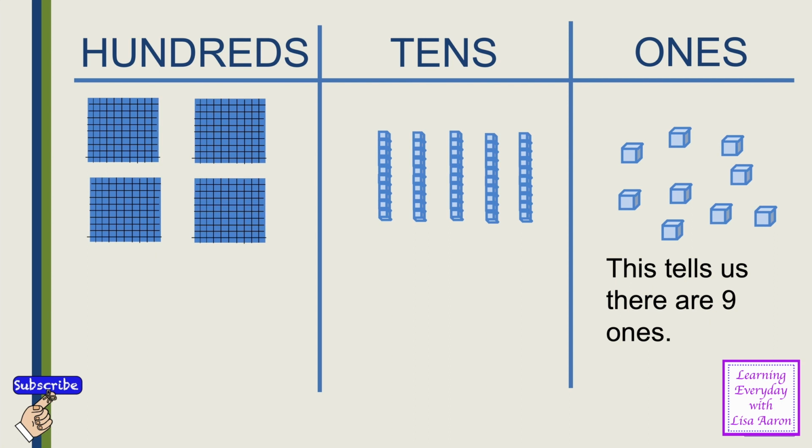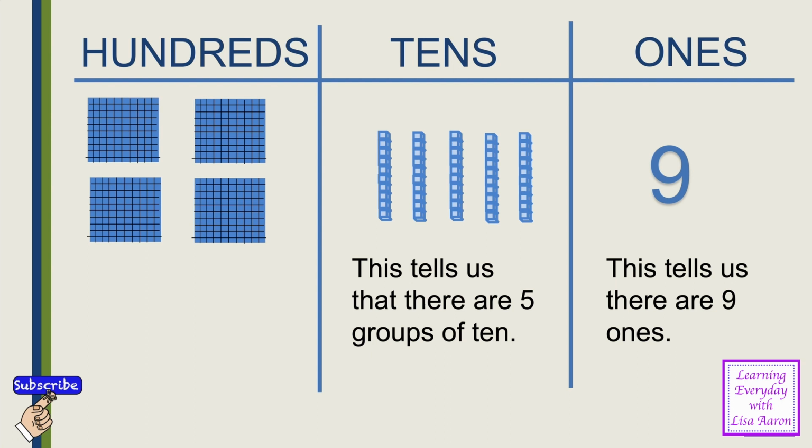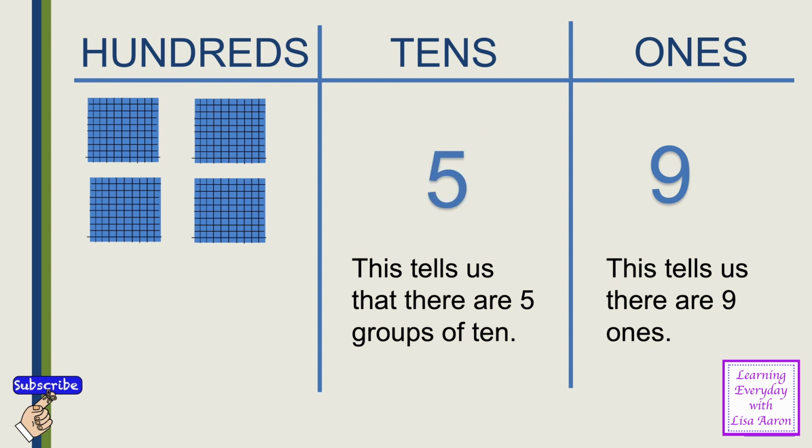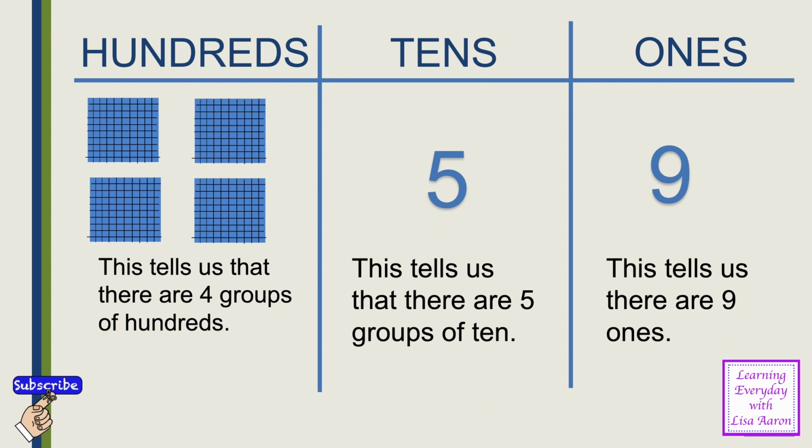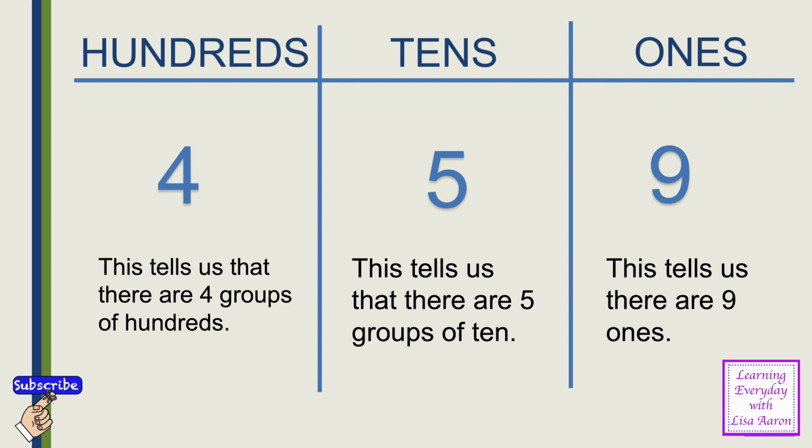How many tens do you see? 1, 2, 3, 4, 5. This tells us that there are 5 groups of 10. How many hundreds do you see? This tells us that there are 4 groups of hundreds. The number you see is 459.